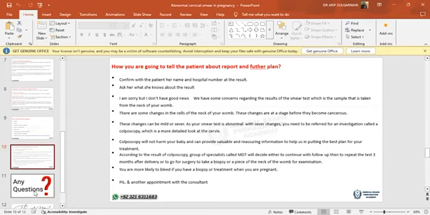So you need to be referred for an investigation that is known as colposcopy. That is a more detailed look at the neck of your womb. And colposcopy will not harm your baby. It will provide valuable and reassuring information that will help us in putting the best plan for your treatment. And we will tell her that according to the results of the colposcopy, a group of specialists called the MDT will decide either to continue with the follow-up and then to repeat the test 3 months after the delivery, or to go for surgery to take a biopsy or a piece from the neck of your womb for examination.